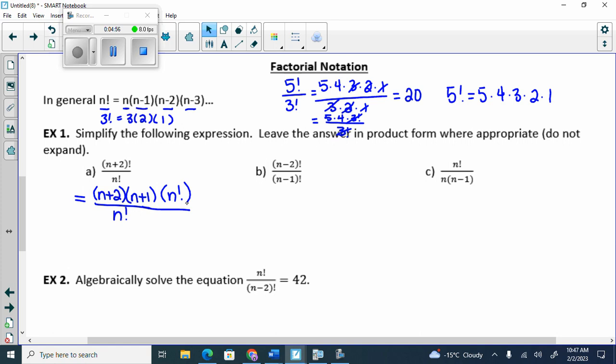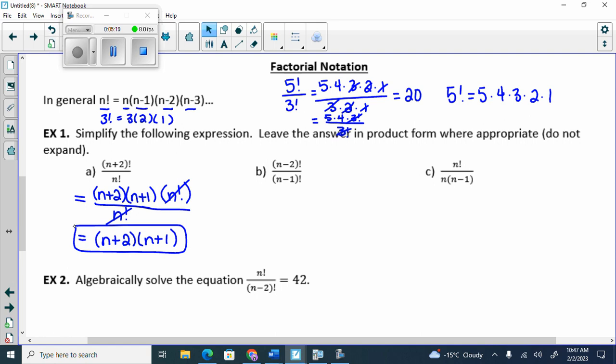Okay. So this keeps expanding until they would actually tell us n is 7, and then we would know when to stop. But when n is n, we don't know when to stop. So the factorial keeps going, and then these actually completely cancel off, and I'm left with n plus 2 times n plus 1. Done. So we're just simplifying them out.